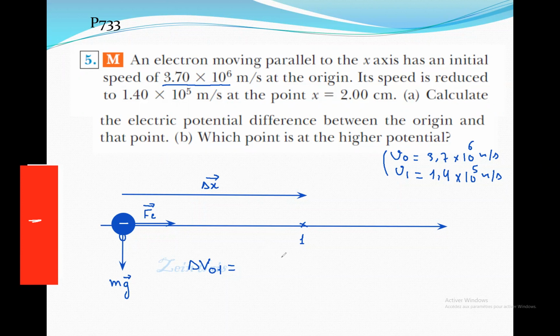Listen, in general you know W total equals delta kinetic energy. It's the work-kinetic energy theorem. The total work applied on the charge: you have mg and Fe. And you know mg is perpendicular to delta x. In this case, W of mg has no effect. W of mg equals 0, because mg is perpendicular to delta x. So W total equals only W of Fe.